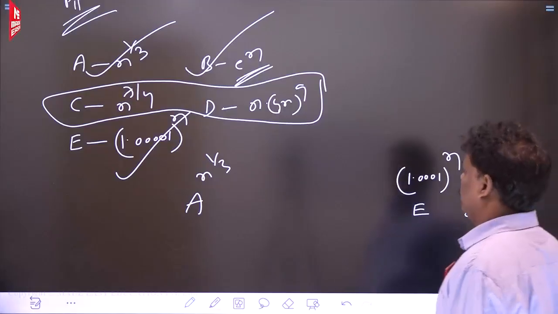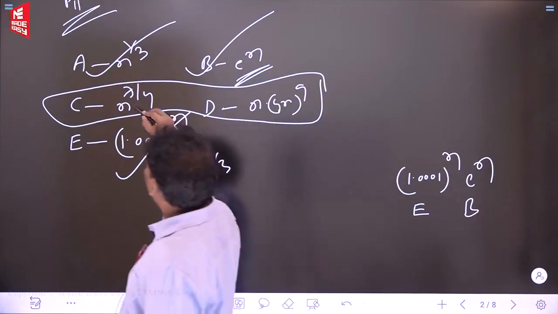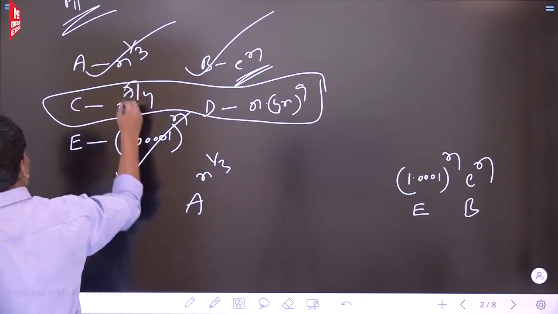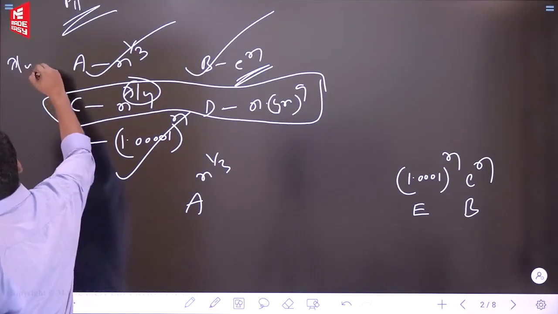These two only. I will explain now. Can you help me with one small line now? It is n power 7 by 4. How much? N power 7 by 4 means how much? 7 by 4, what is the answer?